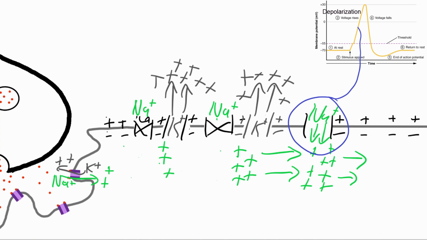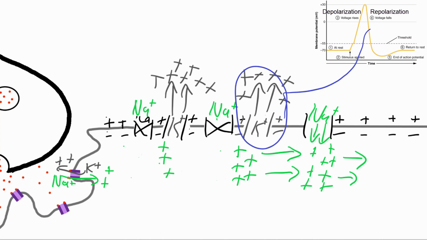Then you're going to have the voltage falling. That is going to be the repolarization. So that's occurring right here. The voltage regulated potassium channels open, allowing potassium to leave the cell, and that allows the repolarization, or the falling of the voltage. Then you have this little drop below resting. It's marked as number 5, the end of the action potential, sometimes known as hyperpolarization. Everything will eventually level out, and you get the return to rest.